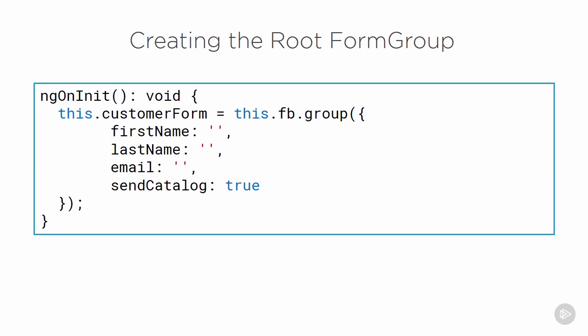We've seen how to use the form builder to create the root form group by specifying a form control with a default value for each of our input elements. Let's examine how to specify the validation rules here as well.